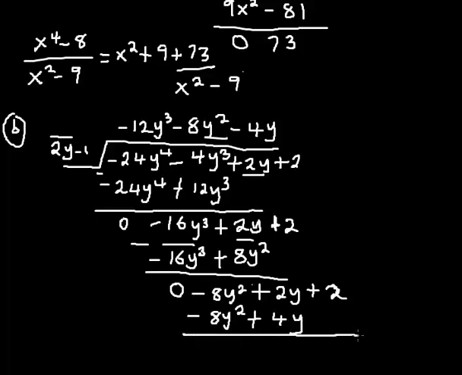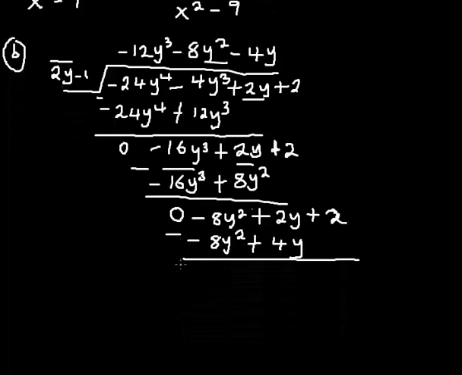We subtract. If we subtract, we end up having 0 here. And here having 2y minus 4y, so that's going to give me minus 2y. Then I bring down the plus 2.